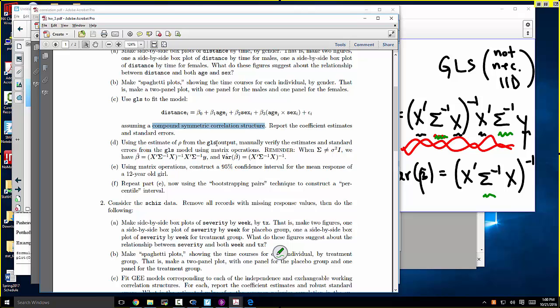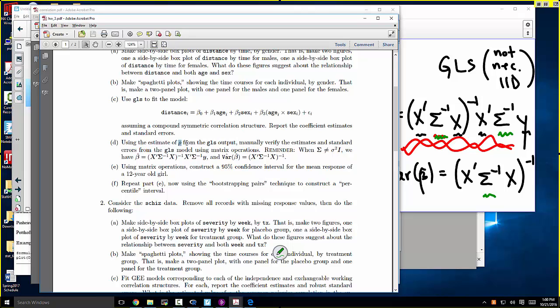When you fit the GLS model, the output will include the usual regression output that we're familiar with, estimates of the betas, standard deviations for the betas. It will also show us the estimated correlation parameters. If we do compound symmetry, there's only one correlation parameter, rho, because we're saying rho is the correlation between any two observations on the same individual, for all individuals.